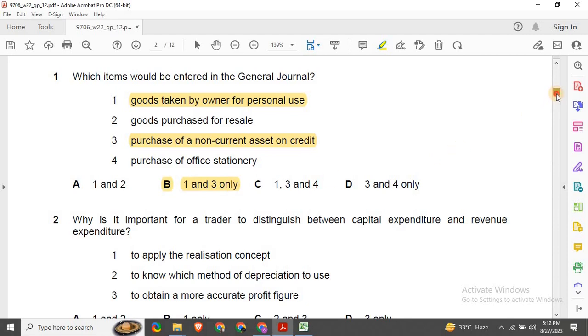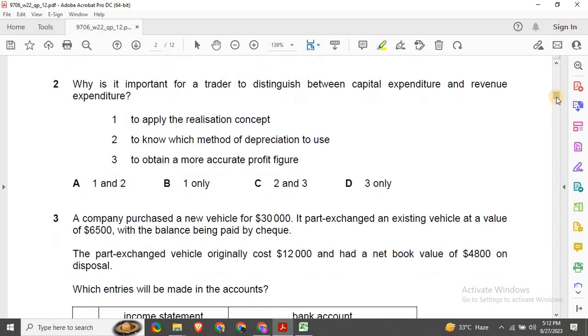Next one, question number 2. Why is it important for a trader to distinguish between capital expenditure and revenue expenditure? Capital expenditure is expense on capital items. Revenue expenditure is expense on day-to-day expenditures.